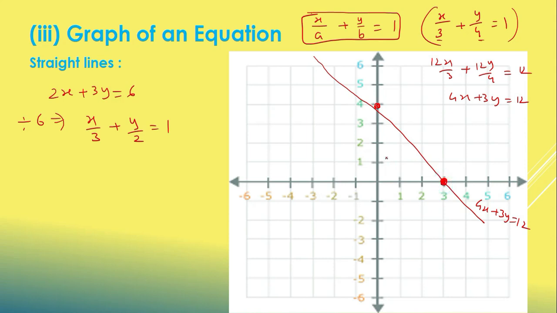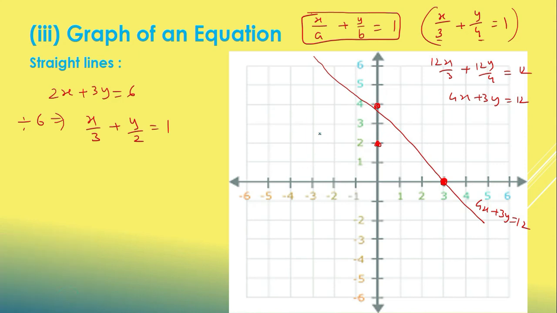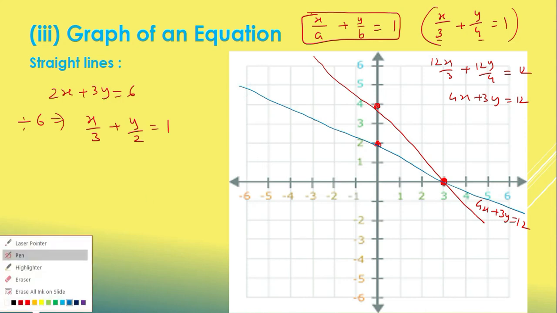The x-intercept is 3 already here, the y-intercept is 2. We will draw the graph here, the line. Join this 2 and 3. This is our required straight line. This is another method of drawing a straight line. Yet another method is very simple.